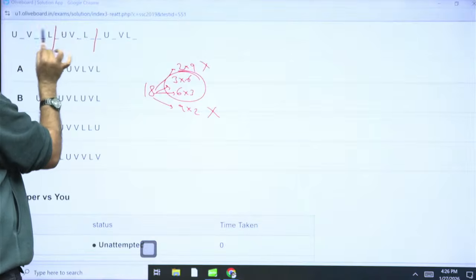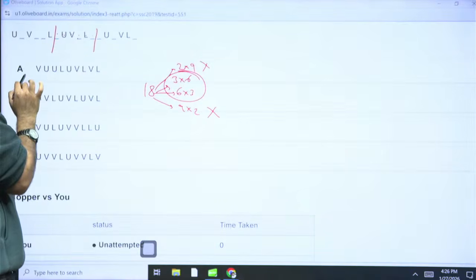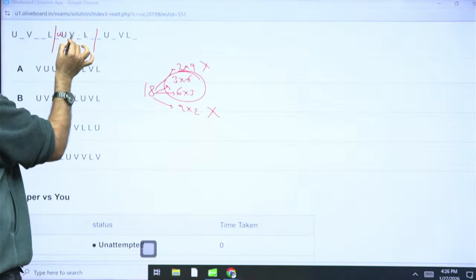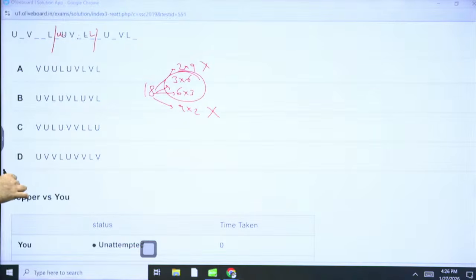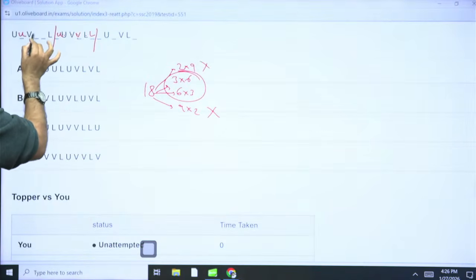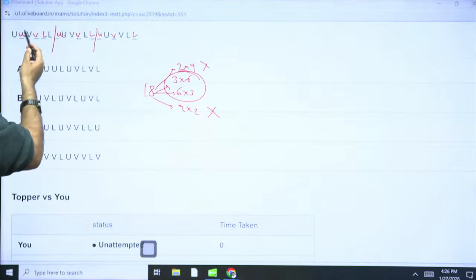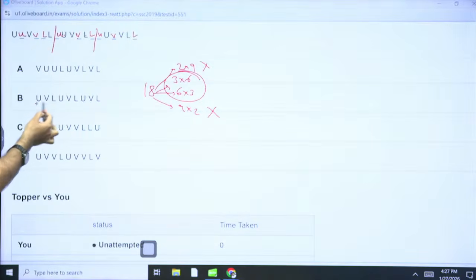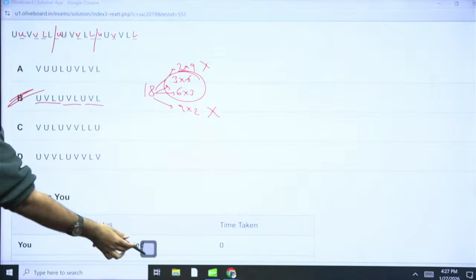Can I just repeat the whole thing? U dash V dash dash L. Okay, so double U double L. So this can be double V most probably. So this will be double U double V double L. Make sense? Look at the option. UVL, UVL, UVL. You're just filling this three times. Option B is the correct answer.